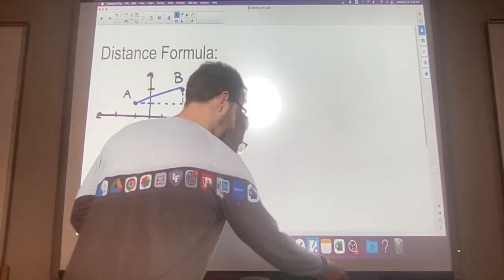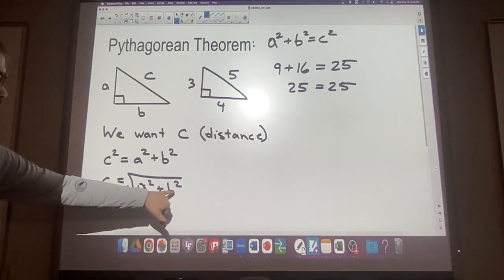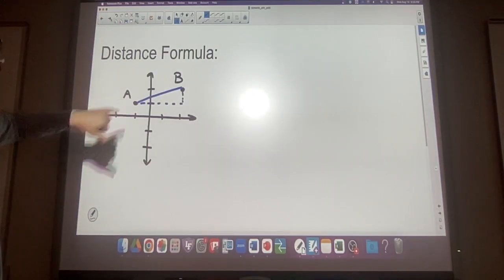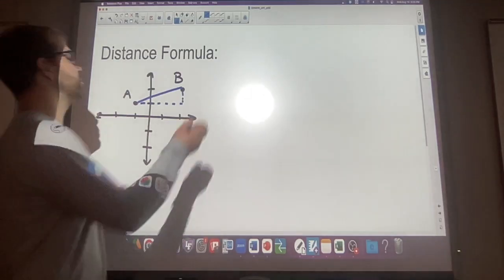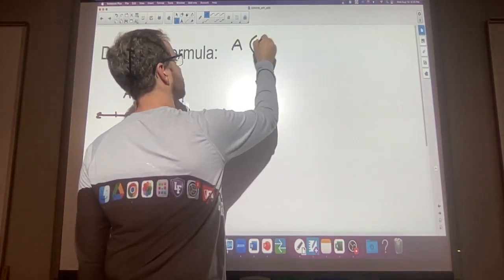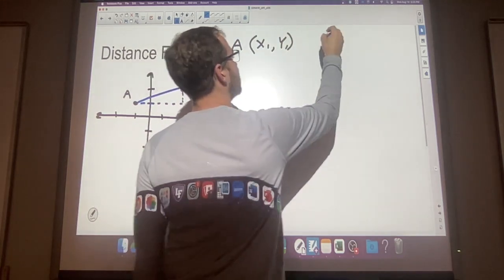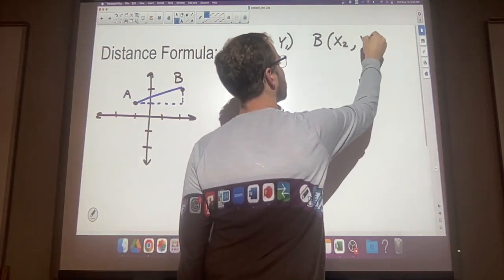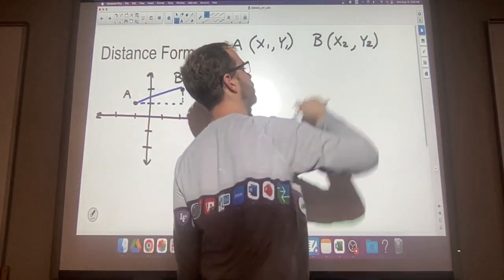Okay, so if you remember back, we did the square root of a squared plus b squared. So now what we're going to do is we're going to replace this with x and y values and do the same formula. So let's say that a, like we said with midpoint, is x1, y1. And let's say that b has the coordinates x2, y2. And once again, we're doing this because this is our first point, which is why they're both 1s. This is our second point, which is why they're both 2s.